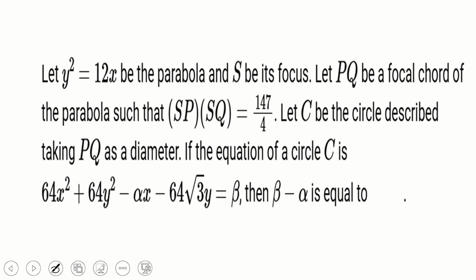This is a PYQ from the chapter Parabola. The equation of the parabola is given and the focal chord, which is PQ, a condition for that is given as well, which is SP into SQ is 147 by 4. C is a circle and PQ is the diameter of the circle, and they've given you an equation and they've asked you to find beta minus alpha.